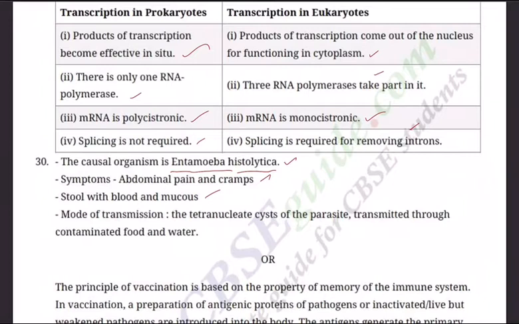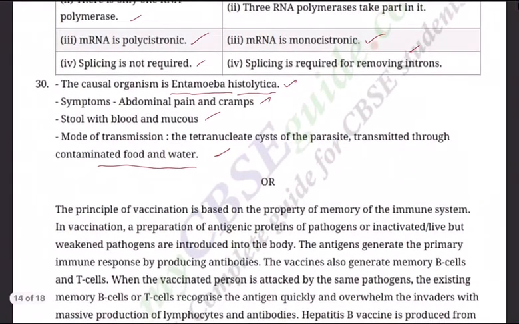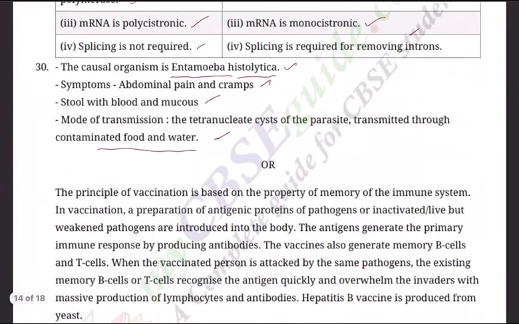And symptoms: severe abdominal pain with cramps, stool with blood and mucus. Mode of transmission: the tetranucleate cysts of the parasite are transmitted through contaminated food and water. That's why one must take very hygienic food and clean water. Now there is a choice for this question.